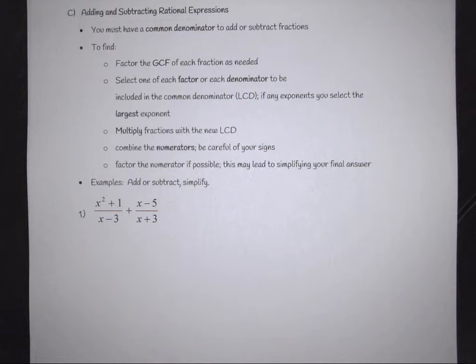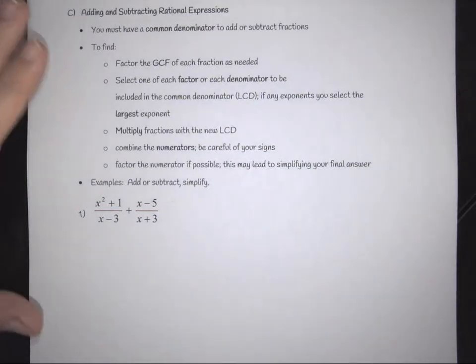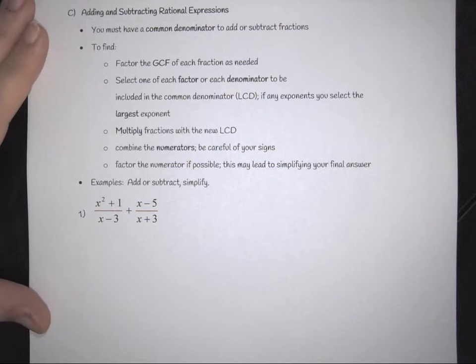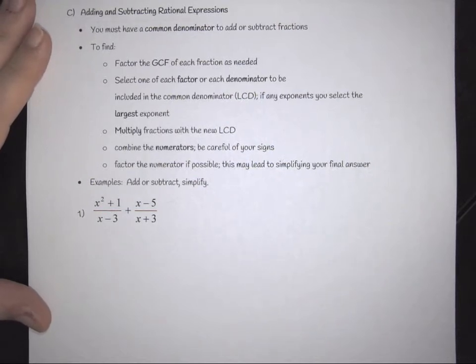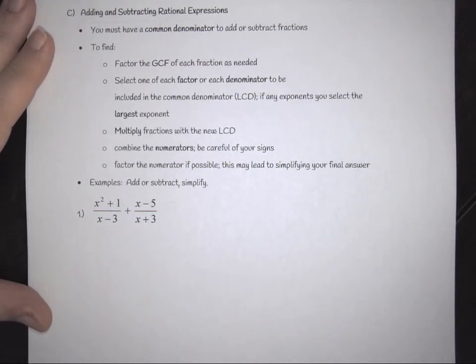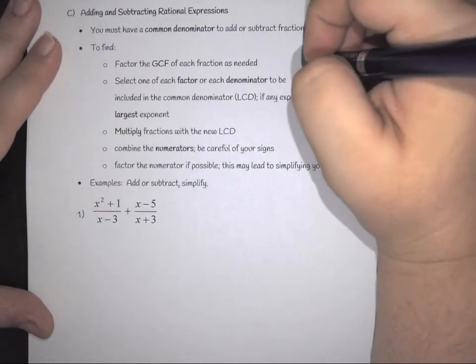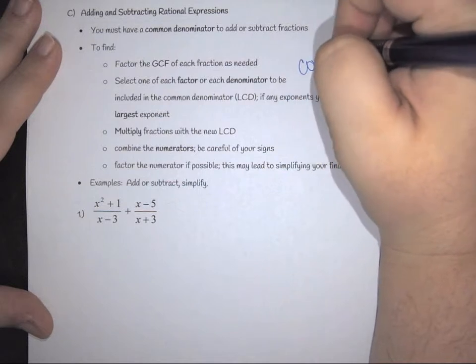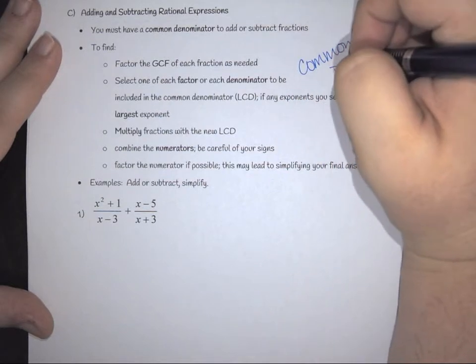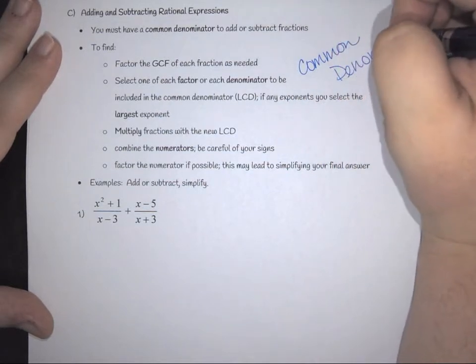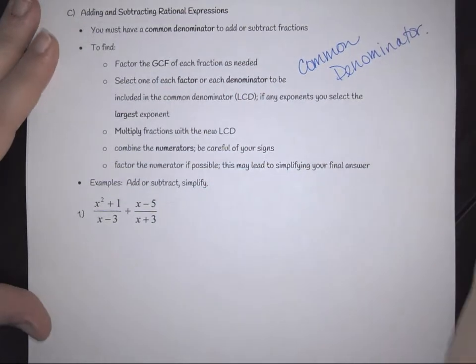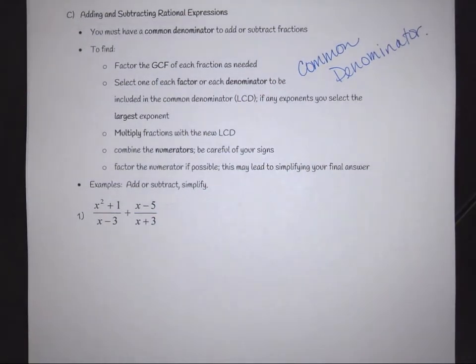Now, a rational, again, is a glorified fraction, which means you have to follow your fraction rules. Your fraction rules, or the biggest one, is that you must have a common denominator in order to add together.